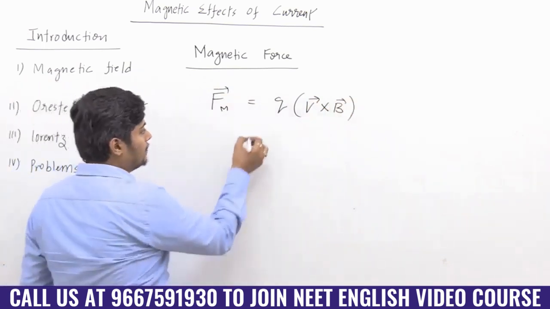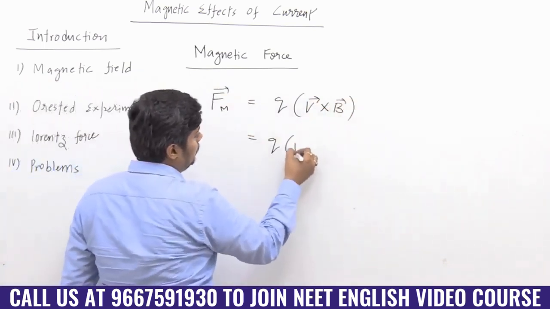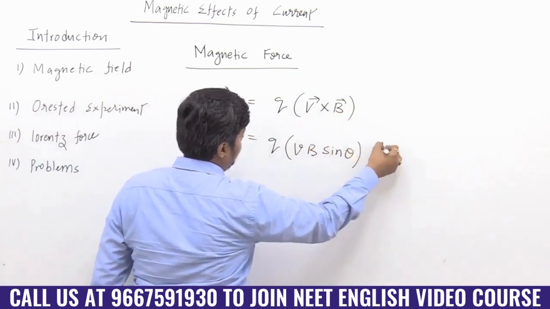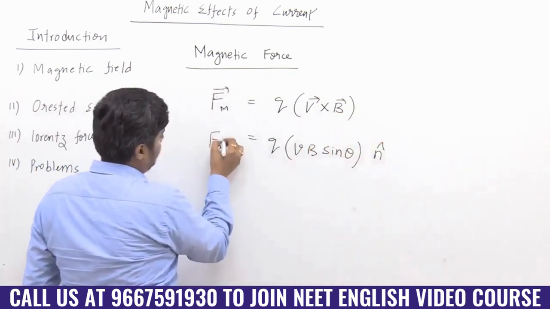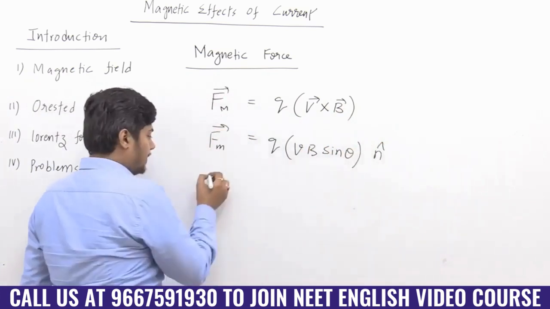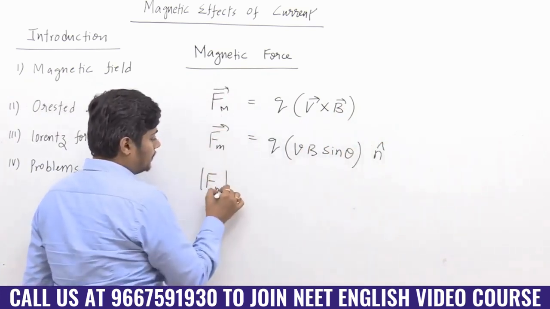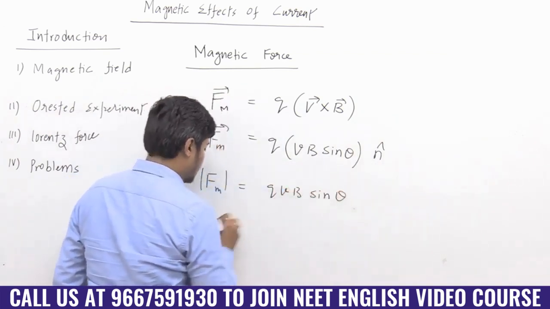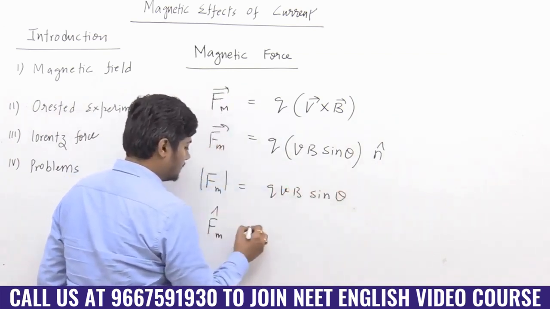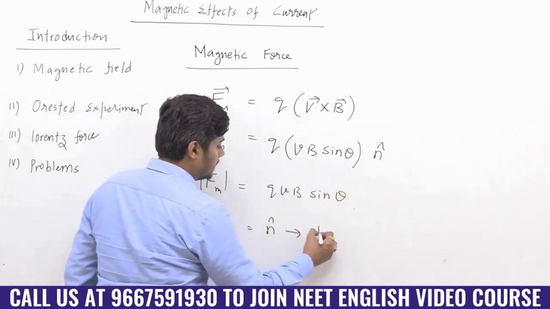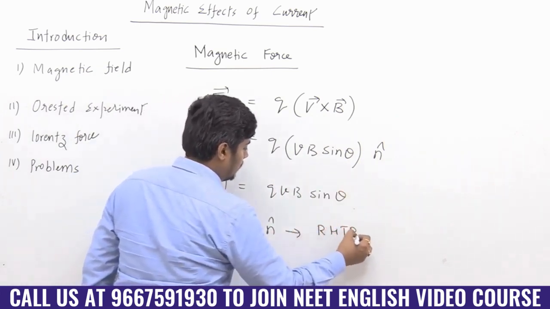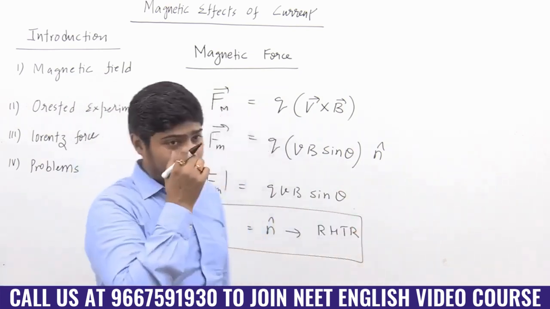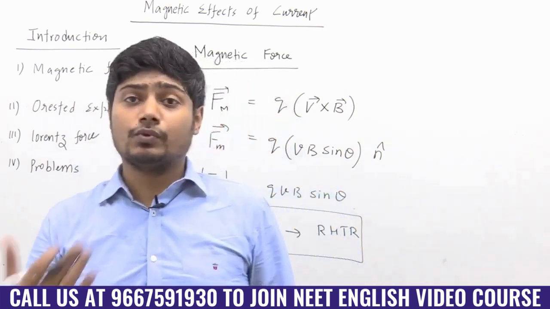So if I write the magnitude, you can see that this is q v B sine theta times n cap, F magnetic. So if I talk about the magnitude of the magnetic force, this is q v B sine theta, and the direction of magnetic force is n cap, which is given by the right hand thumb rule. Now as you already know, any cross product of two vectors has a direction perpendicular to both.